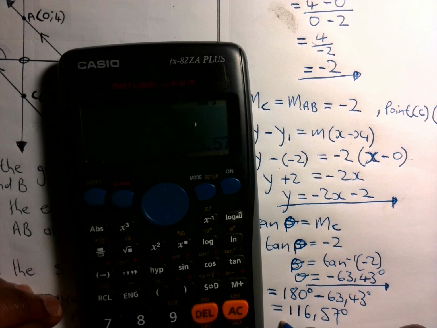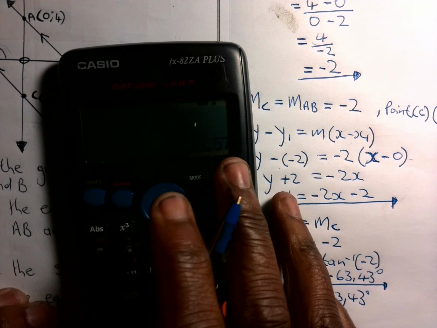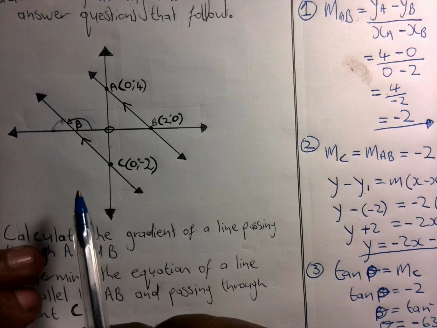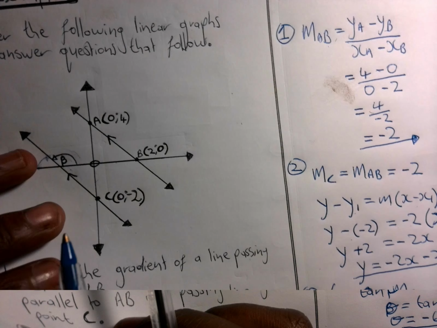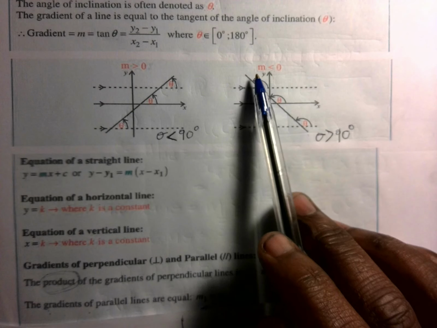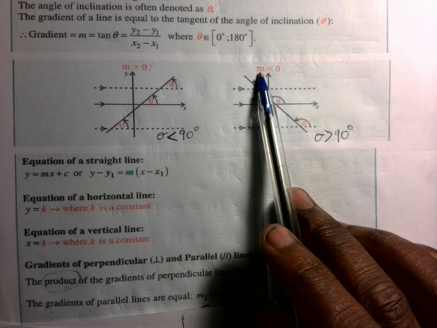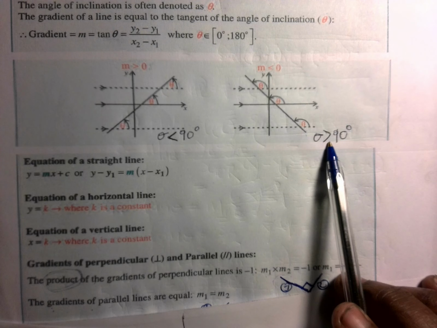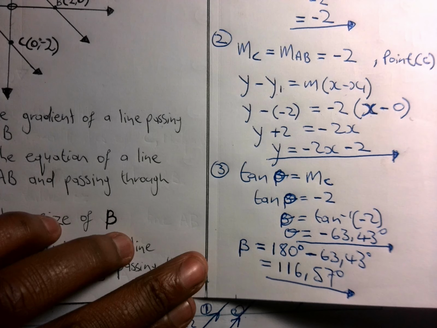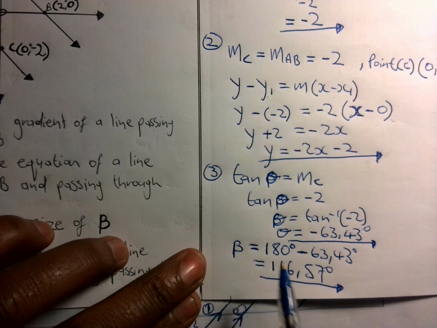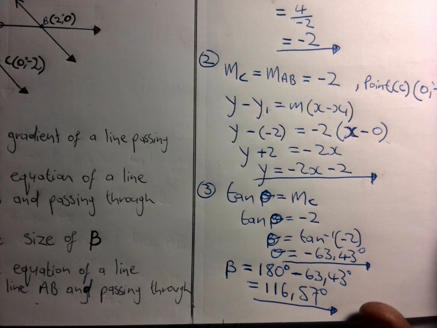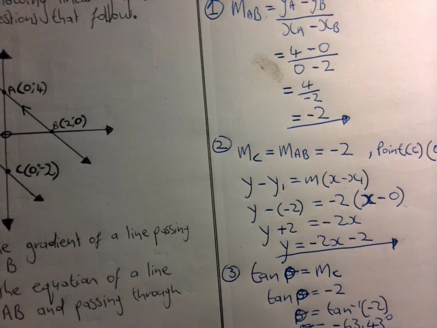Okay, simply because we also discussed that if we got a negative gradient, our angle theta is going to be greater than 90 degrees. So our beta, which is 116.57 degrees, is greater than 90 degrees. Okay, good.